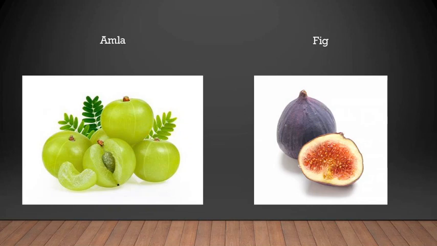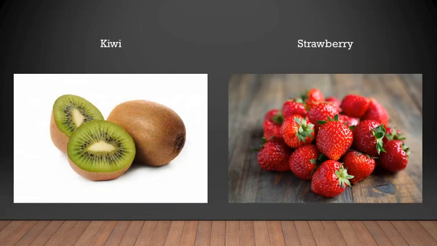The next is fig. Fig tree. This is fig. This is not very commonly found in Nanded, but anjeer, as it is called as figs. Kiwi, even these are not very common, but you could find in the Nanded markets kiwis available. It's very, very tasty, and eating kiwis will keep your skin glowing and keep you healthy. It's called as kiwi in Indian language also.